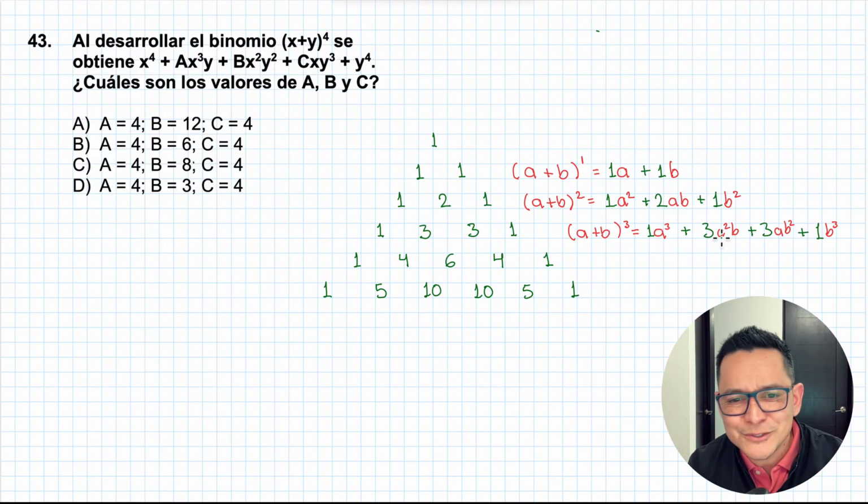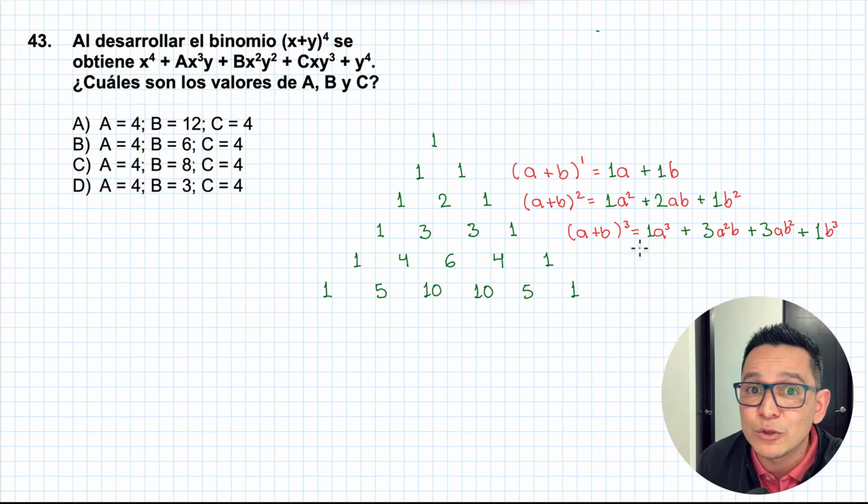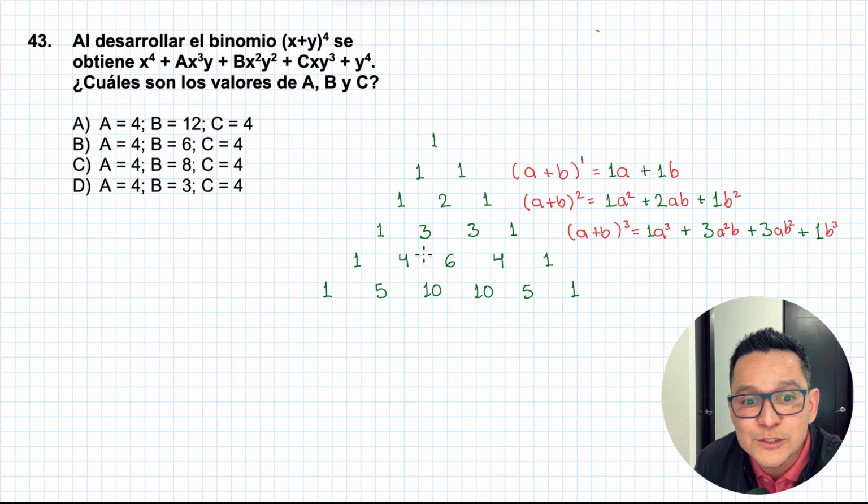So, why am I saying all this? Because if you notice, Pascal's triangle helps me quickly find the coefficients. In this case then, what are the coefficients? Well, they are 1, 4, 6, 4, and 1.